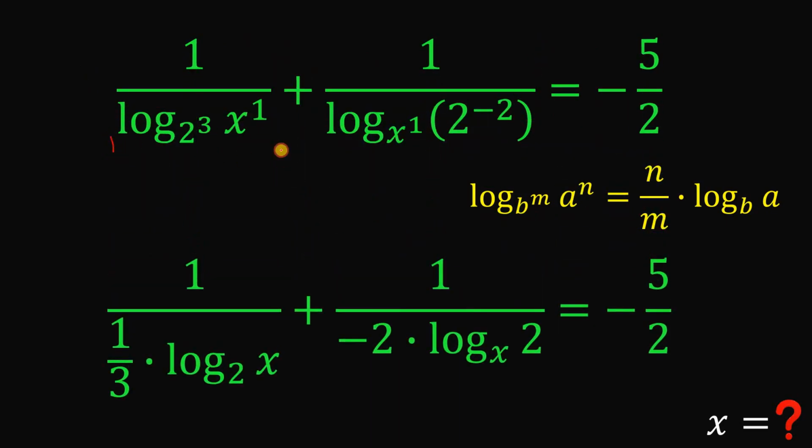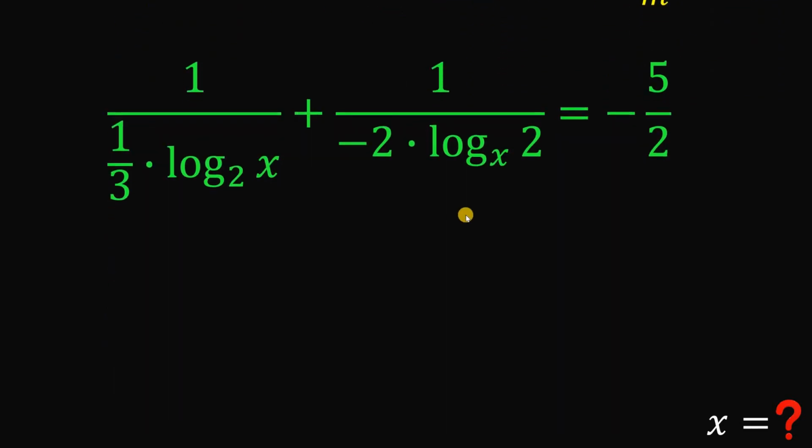So this logarithm of x raised to the power of 1 to the base of 2 raised to the power of 3 can be written as 1/3 multiplied by logarithm of x to the base of 2. And this term, logarithm of 2 raised to the power of -2 to the base of x raised to the power of 1, can be written as -2 over 1 multiplied by logarithm of 2 to the base of x. Alright, so now let's focus on this result.